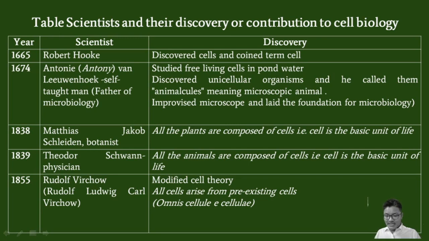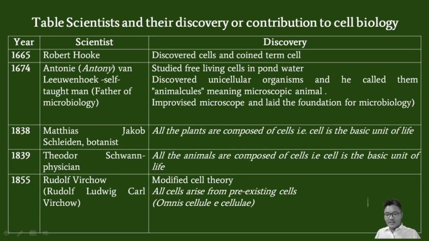In 1838, we have a great scientist called Matthias Jakob Schleiden, or Matthias Schleiden. He's a botanist by profession. He studies plants. After observing different plants, he found that plants are made up of cells. So he said, cell is the basic unit of life in plants.